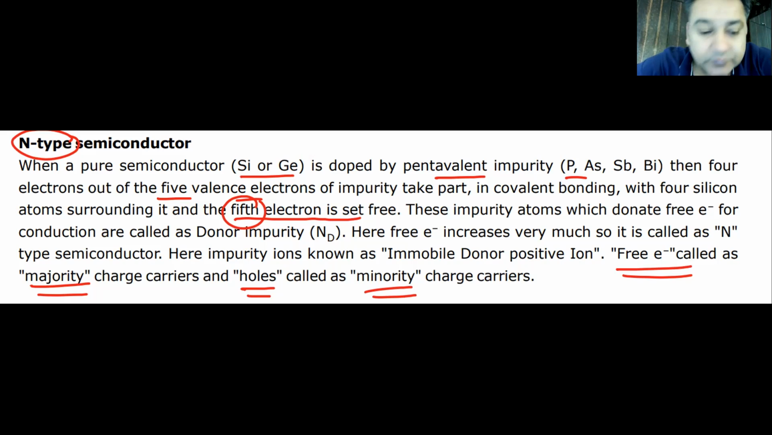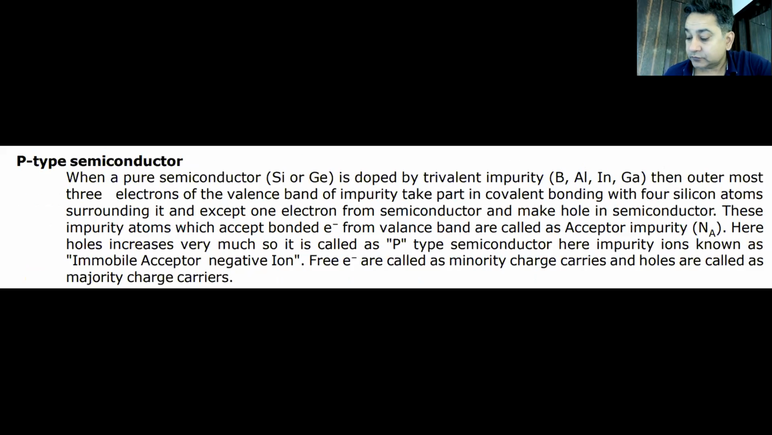This was about N type. Now, if you have understood N type, you do the reverse of it and you will get P type. So, what will happen in P type? I will dope it with a trivalent impurity. Electron acceptor. One electron is less.